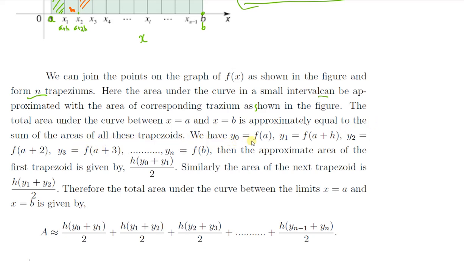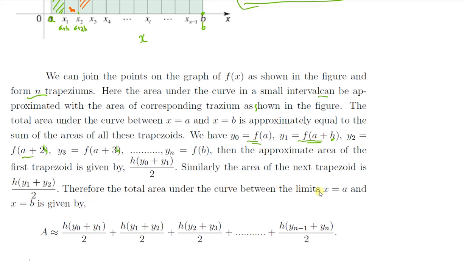We have y0 equal to f of a, y1 equal to f of a plus h, where h is a small increment, and y2 equal to f of a plus 2h, y3 equal to f of a plus 3h, etc., and yn equal to f of b. Then the approximate area of the first trapezoid is given by h by 2 into y0 plus y1. Similarly, the area of the next trapezoid is h by 2 into y1 plus y2.